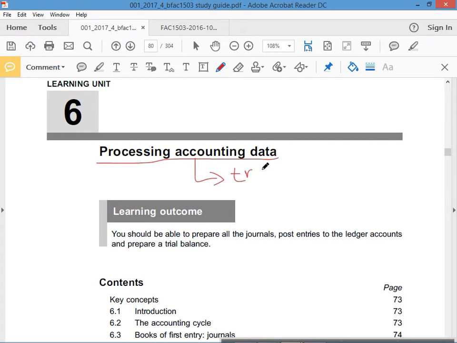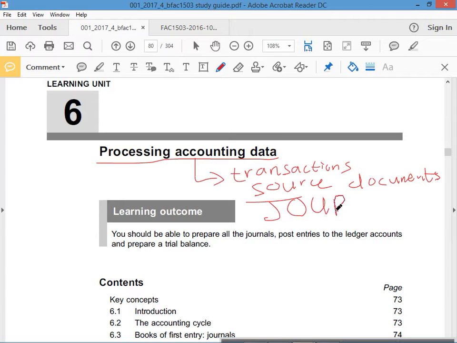So we know that transactions are recorded on source documents. And where do the source documents get recorded? In the journals. Okay, so we looked at the theory relating to a journal. What does a journal do? It groups similar types of transactions.